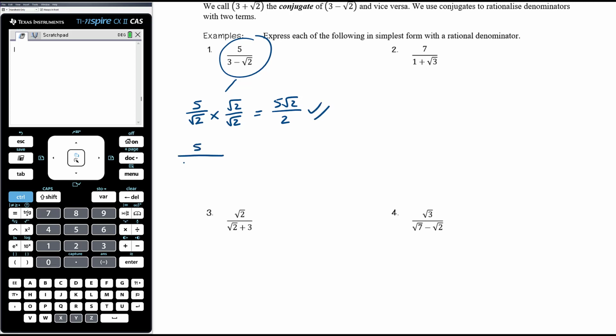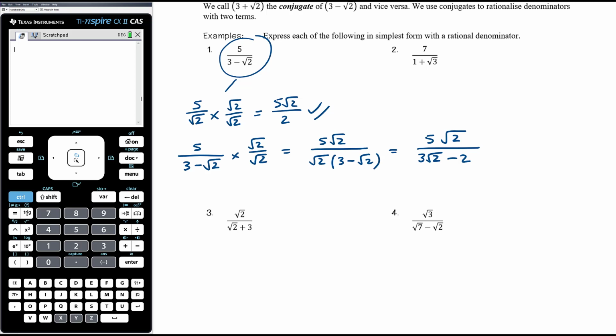If, however, we have 5 over 3 minus root 2, if we were to multiply the top and the bottom here by root 2, we would get 5 root 2 on the numerator, and then it's root 2 times 3 minus root 2. And when we expand out that bracket on the denominator, it's root 2 times 3, which is 3 root 2, minus root 2 times root 2, which is 2, which is great. That's rational. But actually, the denominator isn't rational because we've got this surd still here. So multiplying 3 minus root 2 by root 2 doesn't make it rational.